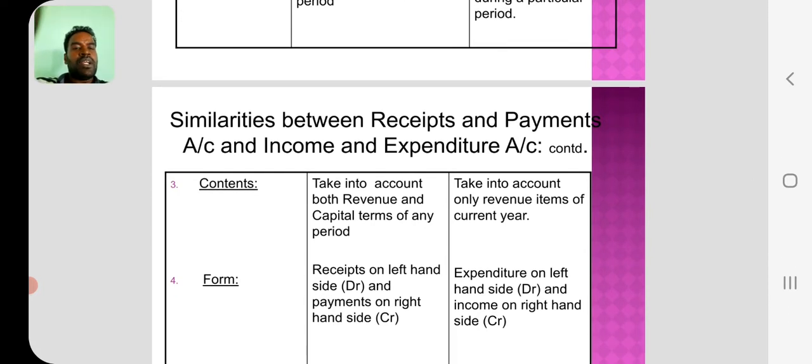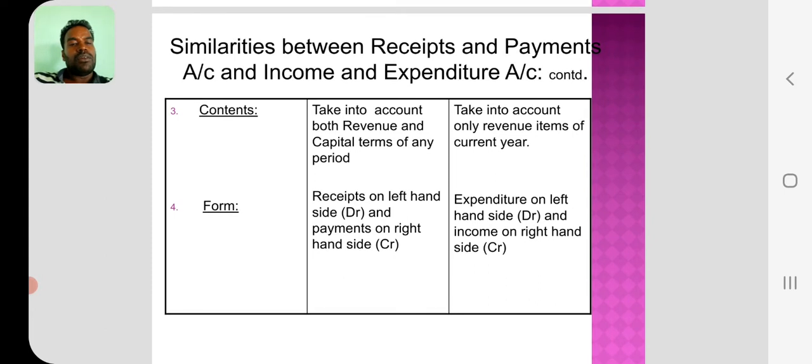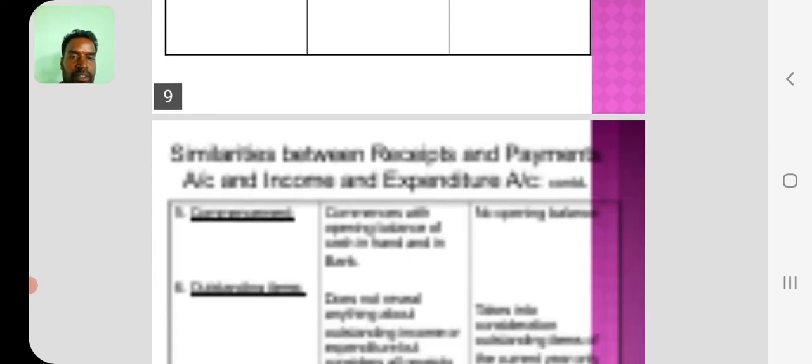Contents. Both revenue and capital items are recorded in receipts and payments account, whereas only revenue items are recorded in income and expenditure account, only for the particular year. Receipts are on the left hand side and payments on the right hand side. Expenditure is on the left hand side in income and expenditure, and income is on the right hand side.